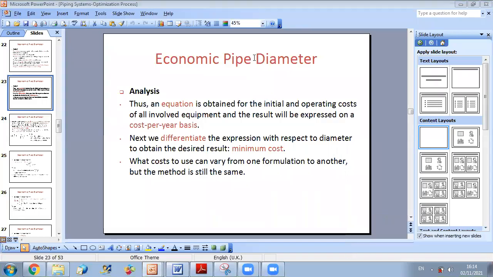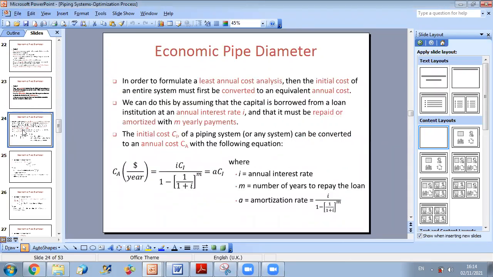Okay. So once we find the equation of the total cost, we will derive this expression with respect to diameter to find the optimal diameter that will minimize the cost. Okay. Now, let us consider the analysis that should be performed. Okay. So first, in order to formulate a least annual cost analysis, the initial cost of an entire system must first be converted to an equivalent annual cost.